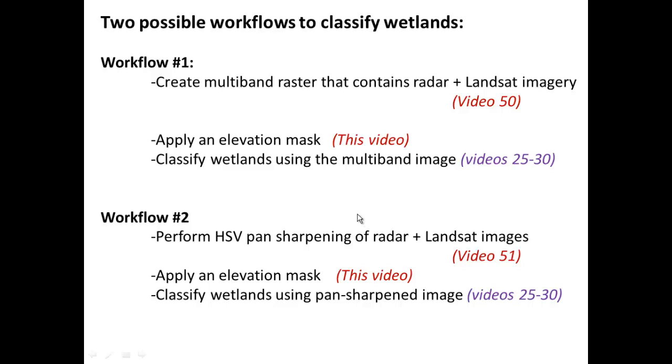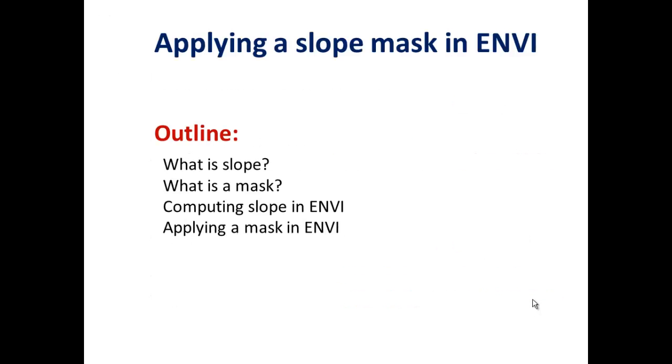And I'll mention also that this will be the last video of this series. I'll show you how to apply this mask, and then you're going to be on your own to actually run the classification scheme and try to delineate the wetlands. And I'll just remind you that videos 25 through 30 go through the process of image classification and post-classification procedures in ENVI. So in this video, we'll focus on how to apply a slope mask.